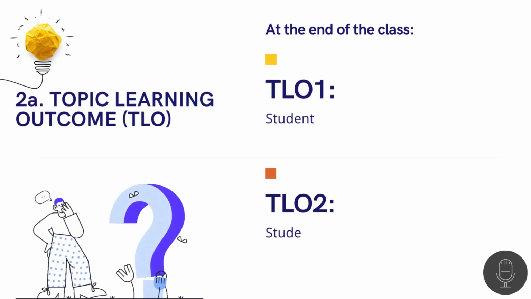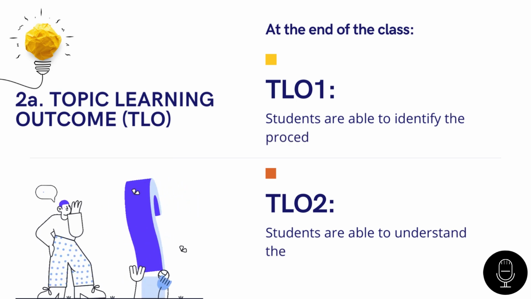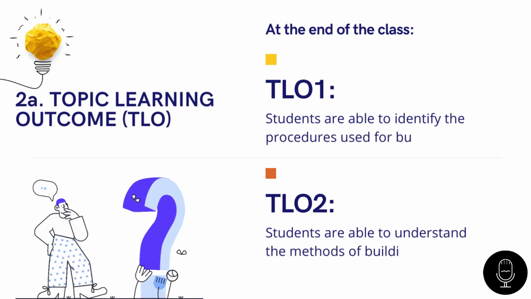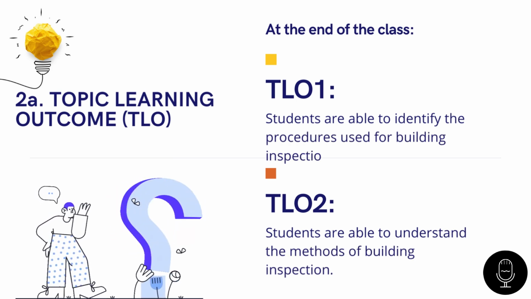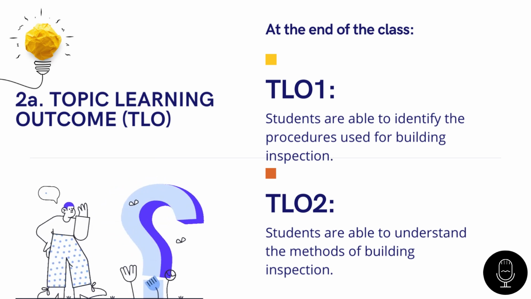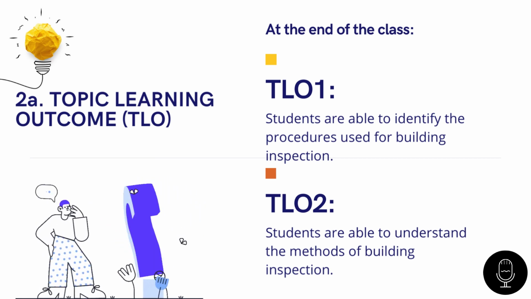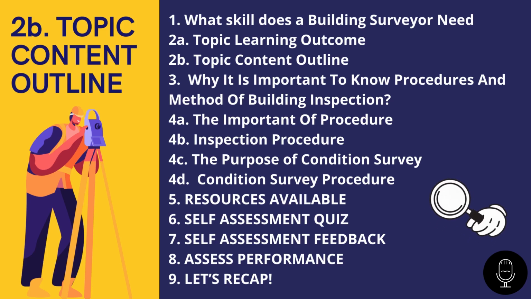Topic learning outcomes. We hope that at the end of the class, the student will be able to identify the procedures used for building inspections, and understand the methods of building inspection. Before we start, let's look at the topic content outlines.